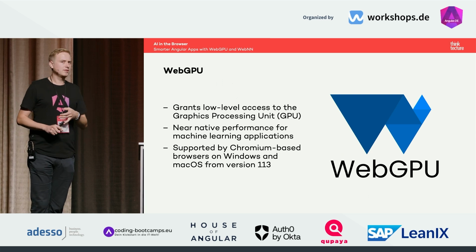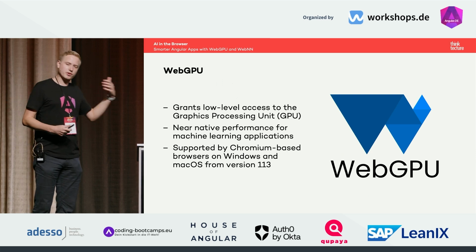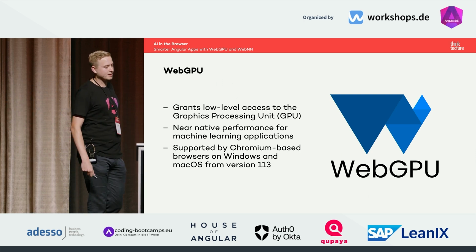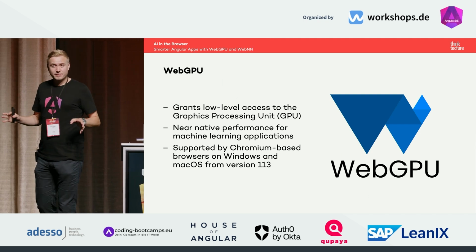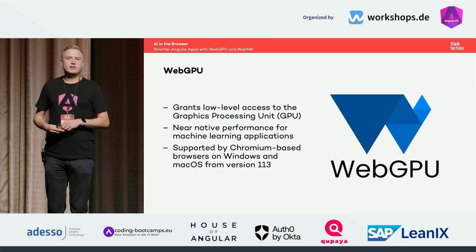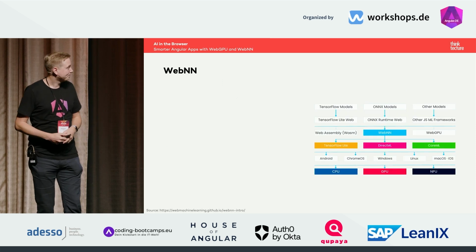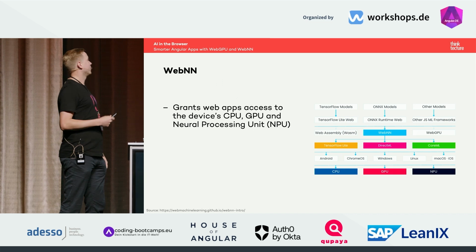There is a sort of implementation in Firefox, but it's not active yet. So that's the current state of this API. And the cool thing is that that's not where it ends. There's another API currently in specification that is called WebNN. And WebNN stands for the Web Neural Network API.